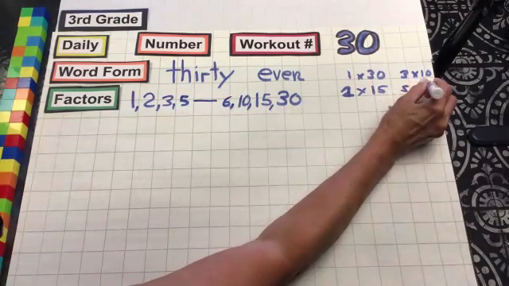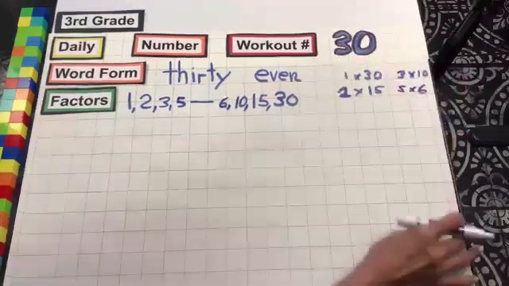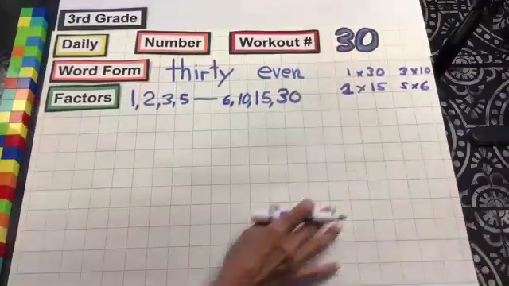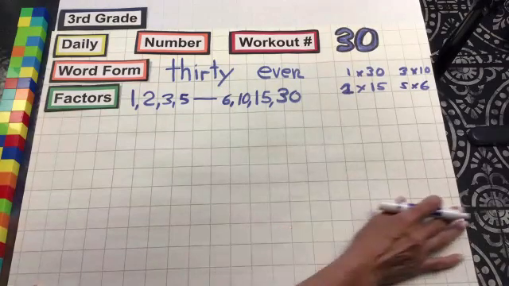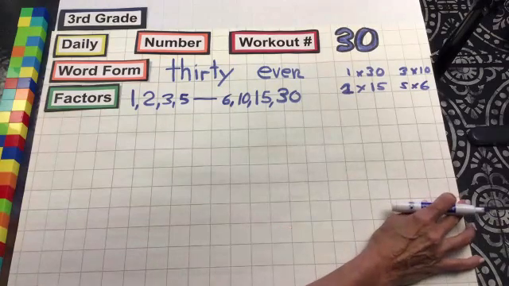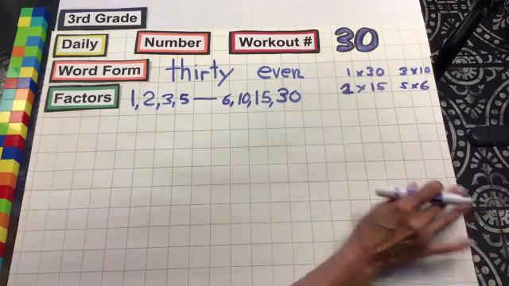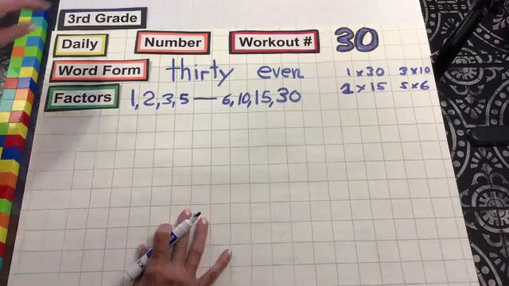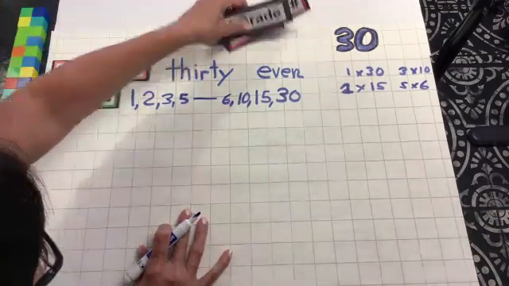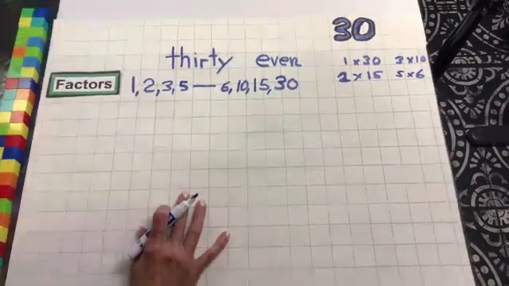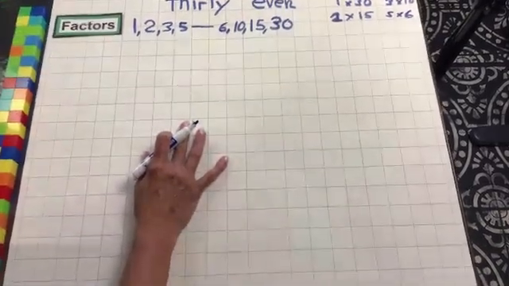So we have 4 factor pairs that get us 30. So 1 times 30 equals 30. 2 times 15 equals 30. 3 times 10 equals 30. And 5 times 6 equals 30. Isn't that exciting? It's what we get when we have some cool numbers, is they have lots of fun ways to play with them.